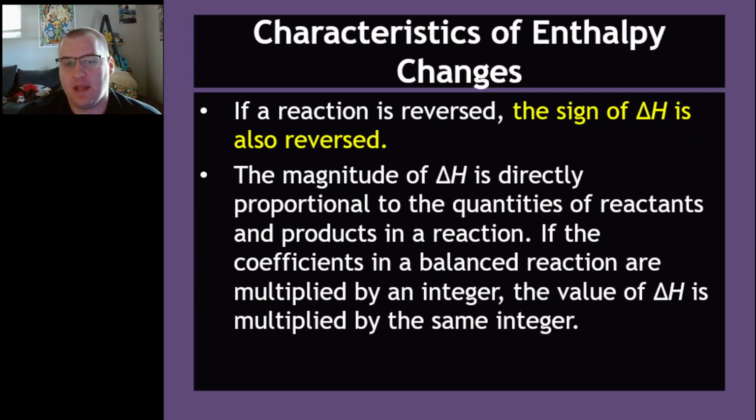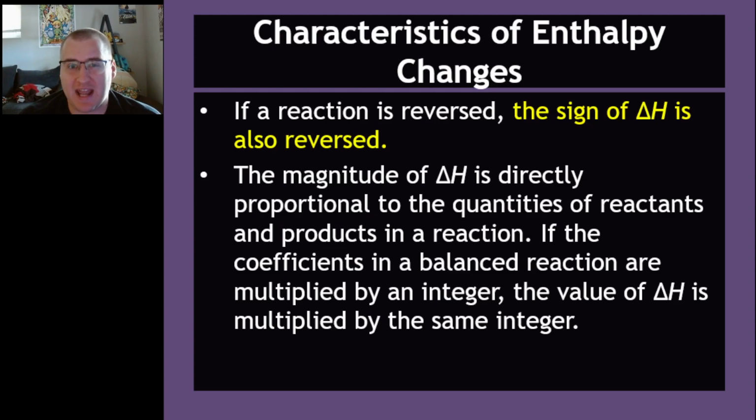Okay. A couple of manipulations that we might need for a problem like we're about to do. If a reaction is reversed, the sign of the enthalpy is also reversed. So if you flip a reaction, make it a negative, or if it's already negative, make it a positive. Flip the sign if you reverse a reaction. A lot like what we were doing with some other things before.